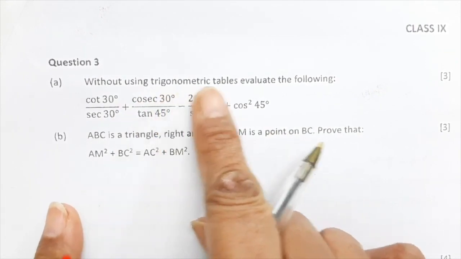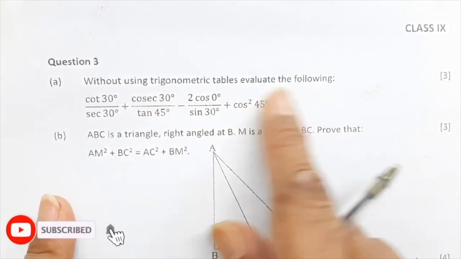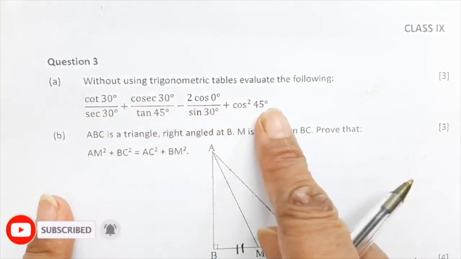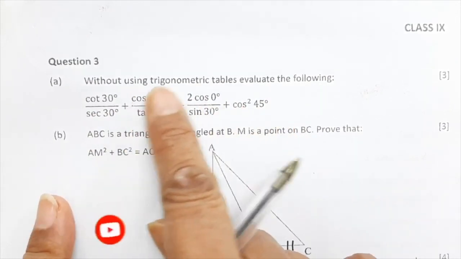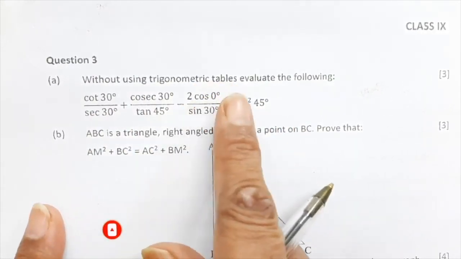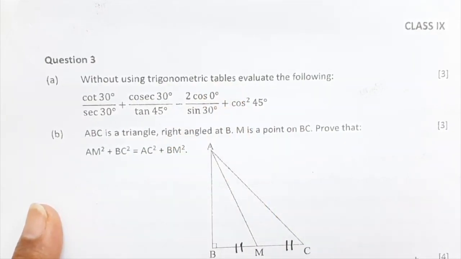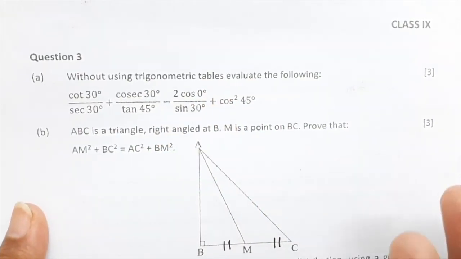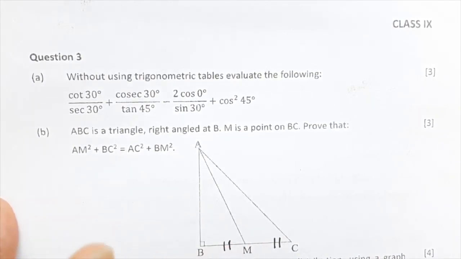Without using the trigonometric tables, evaluate the following, and we have been given this. Now, without using trigo table means that you cannot use the log table to find out like tan of 30 or tan of 60. You cannot use the table, but you will have to use the standard angle table. Okay, first of all, you must have the standard angle table ready for this. So let us see how we solve this.